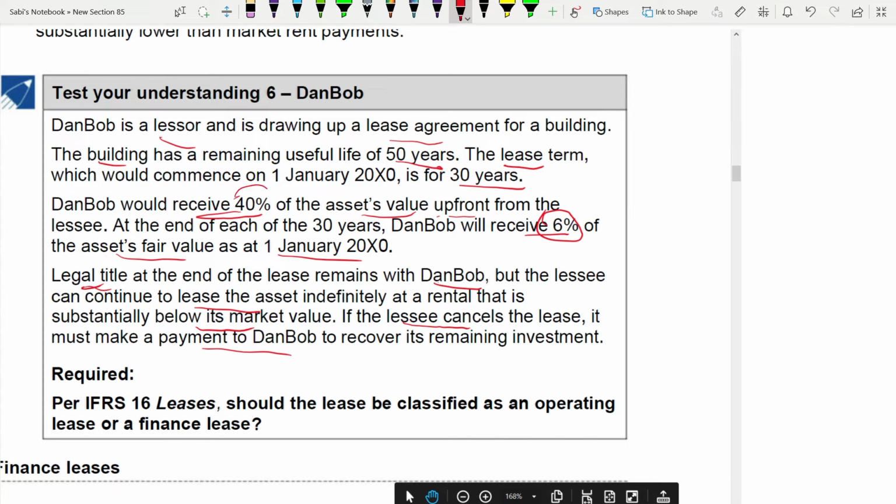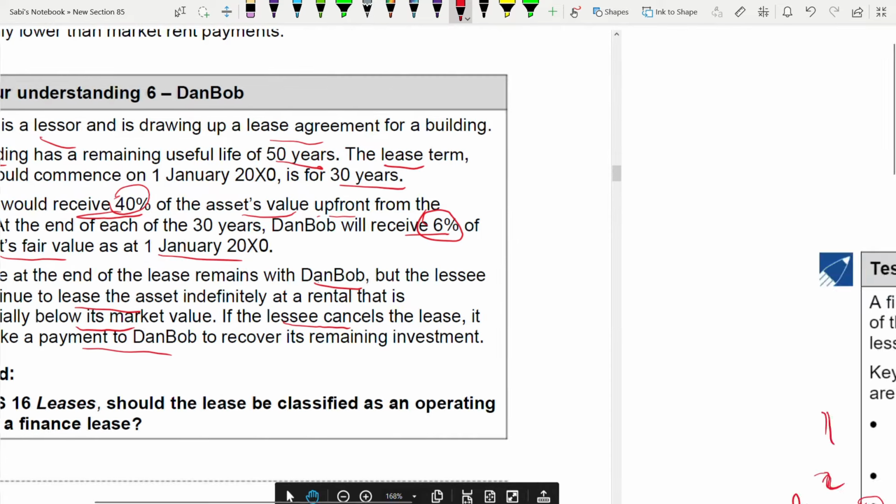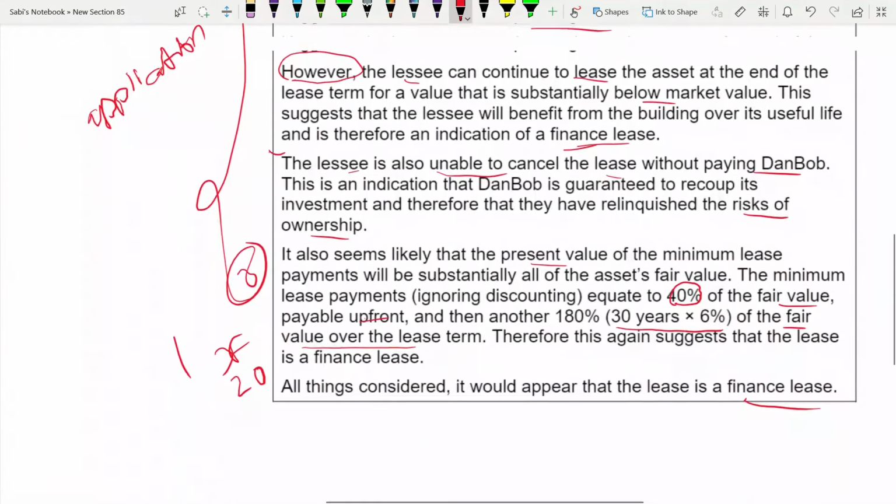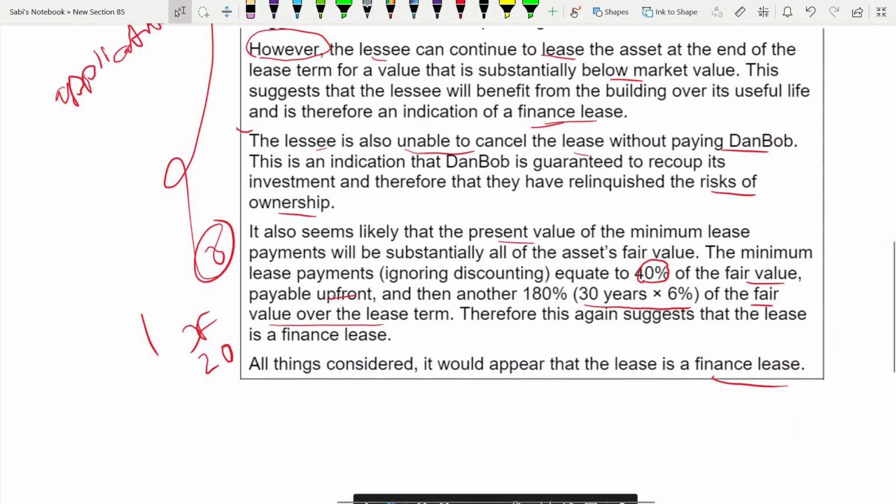This is upfront. 40% is upfront. They will receive the first year, and thereafter, every year for 30 years, 6%, 6%, 6%. This will continue for 30 years. That's why 30 into 6%. So if you go by that, of course, they are saying the present value of the minimum lease payment will be substantially all of the assessed fair value. So it's 180%. It is substantially all of the assessed value. Therefore, it's a finance lease. So you conclude it's a finance lease. This is how you need to answer.